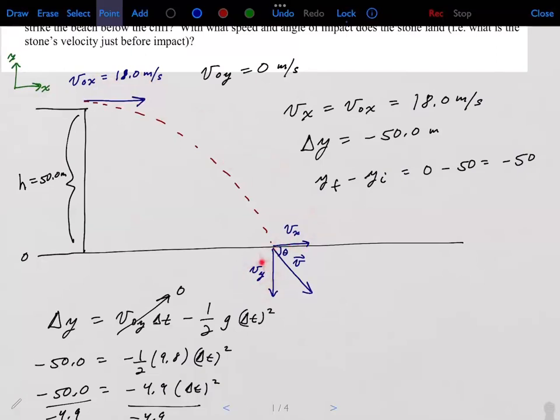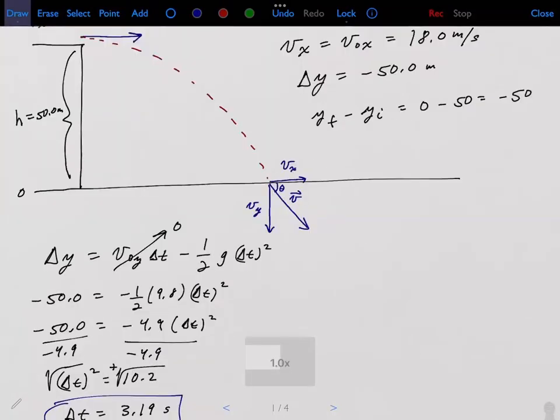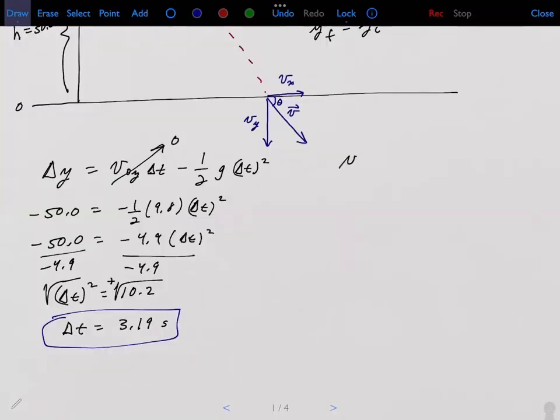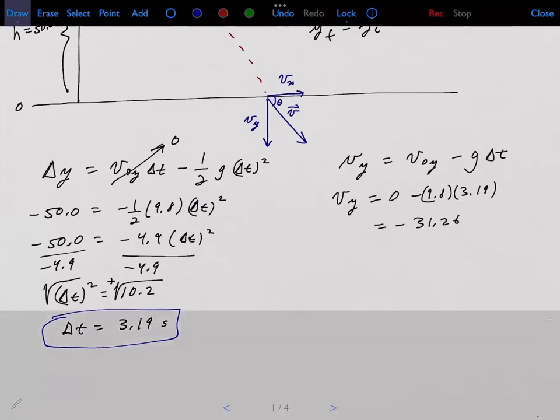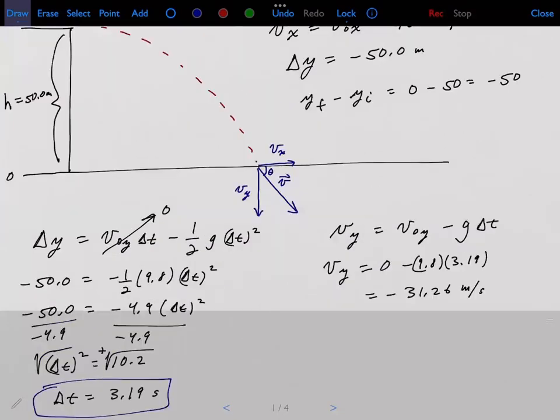So we have that. How do I figure out Vy? Well, Vy I can figure out from my constant acceleration equations, my free fall equations. Vy is going to be V naught y, which is 0, minus g delta t. So Vy is 0 minus 9.8 times 3.19. And that's going to be negative 31.26. Makes sense it's negative, right? Because in the y direction, the velocity right before it hits is going to be negative something. It's pointing downward.